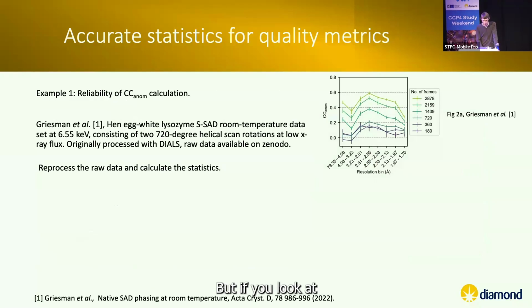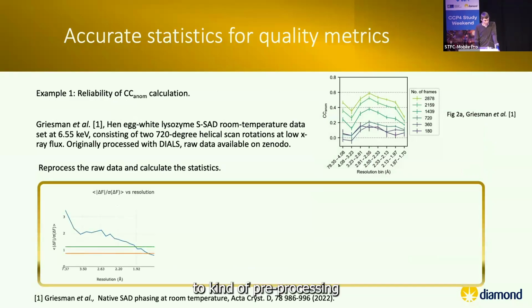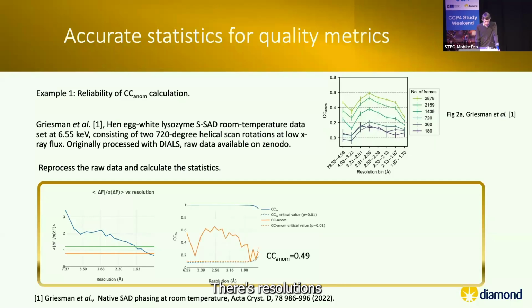reprocess it. But if you look at this figure from the paper, you see that the CC anon is quite high at high resolution, and it weirdly dips down at low resolution, which doesn't really make sense. So reprocessing the data with the latest DIALS, first looking at the delta F over F plot, which is an indicator of anomalous signal, that looks as you'd expect. There's no deep dip at those resolutions.